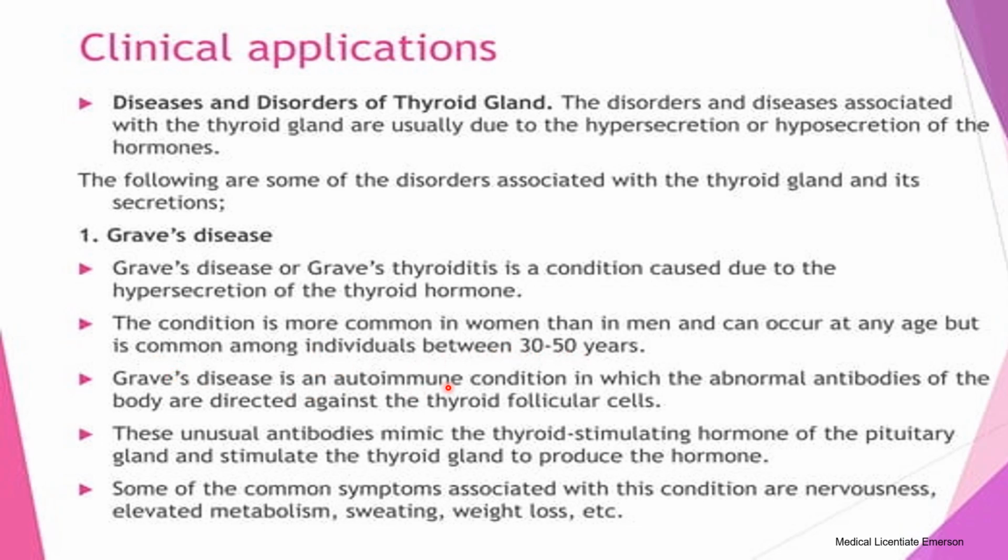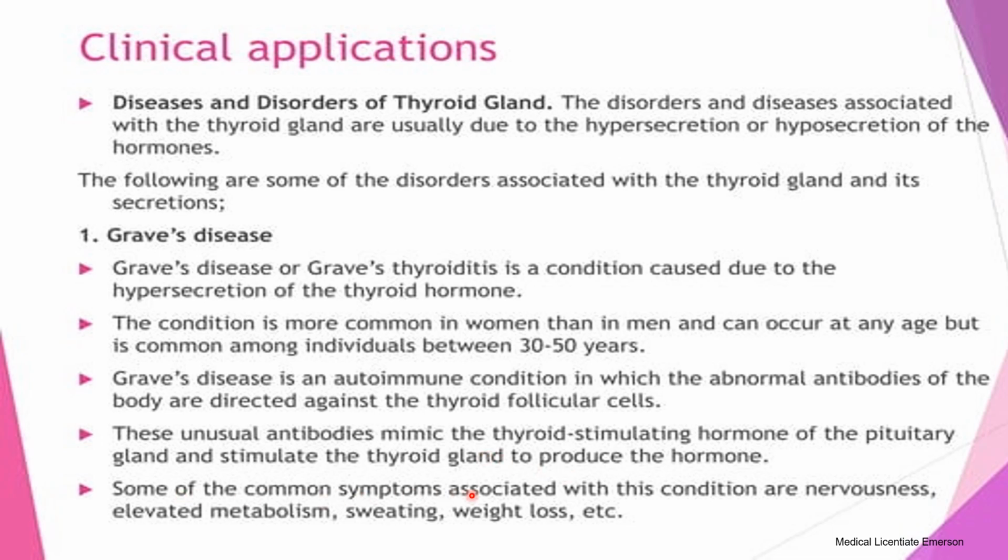Graves' disease is an autoimmune condition in which the abnormal antibodies of the body are directed against the thyroid follicular cells. These unusual antibodies mimic the thyroid stimulating hormone of the pituitary gland and stimulate the thyroid gland to produce the hormone. So under the same Graves' disease, we are saying there are antibodies of the body directed at the thyroid follicular cells, and they mimic the thyroid stimulating hormone of the pituitary gland, causing the thyroid gland to produce hormones.